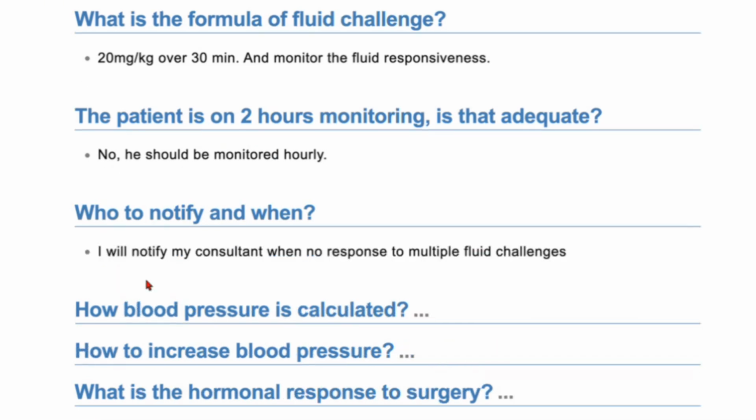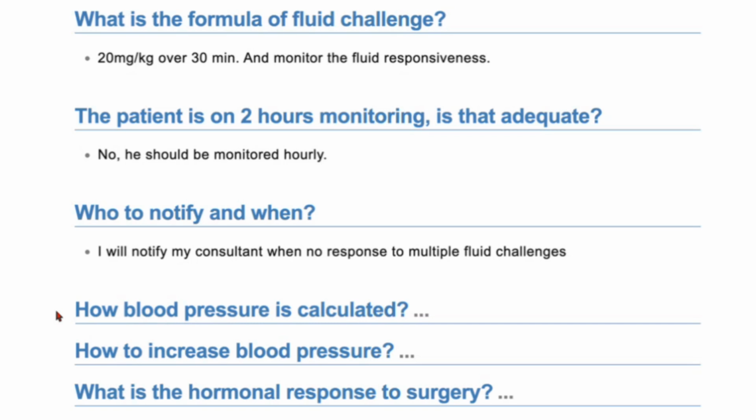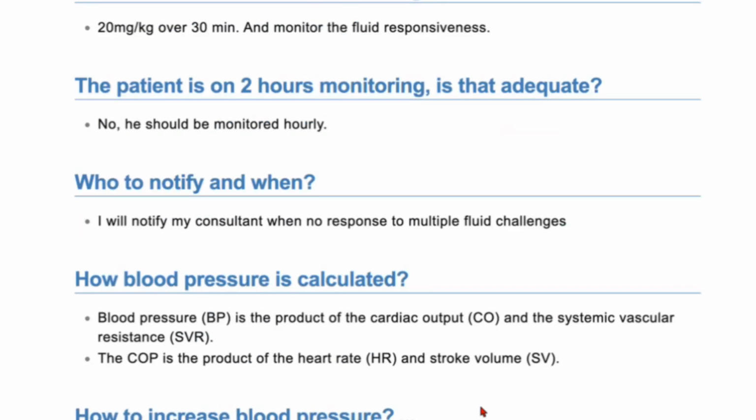And how would you calculate the blood pressure? So blood pressure is calculated, blood pressure equates to cardiac output times systemic vascular resistance, and cardiac output is calculated by heart rate times stroke volume.